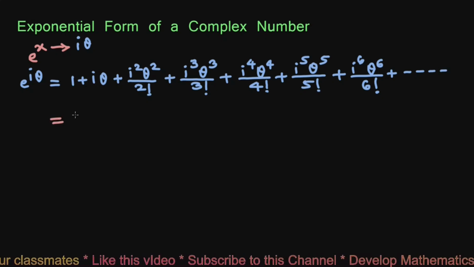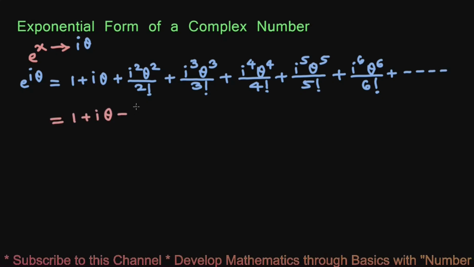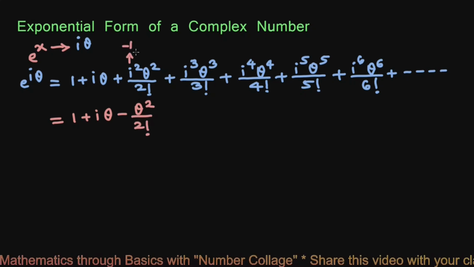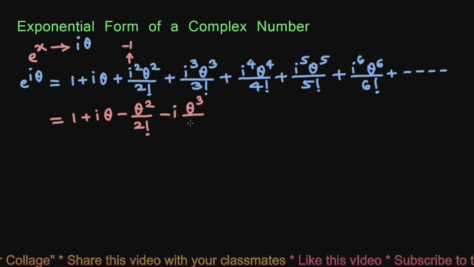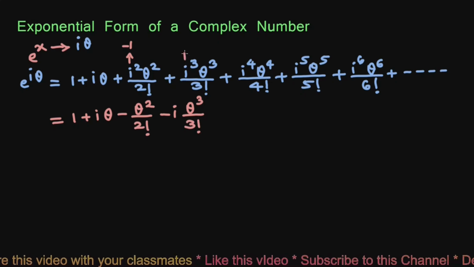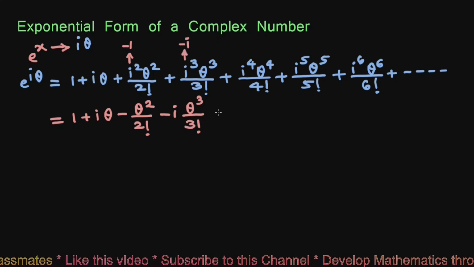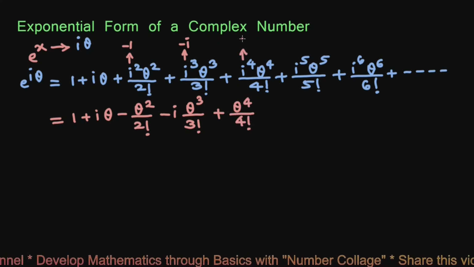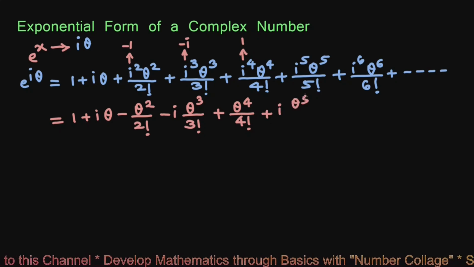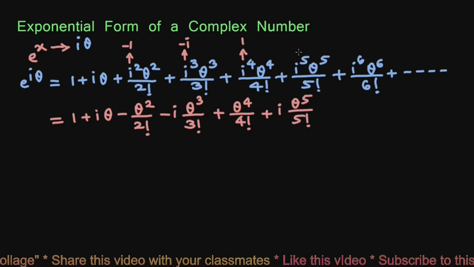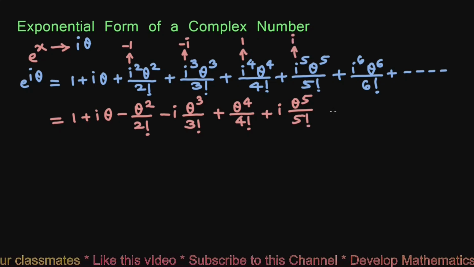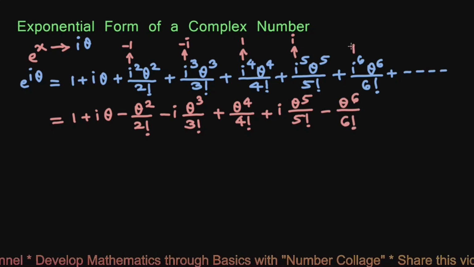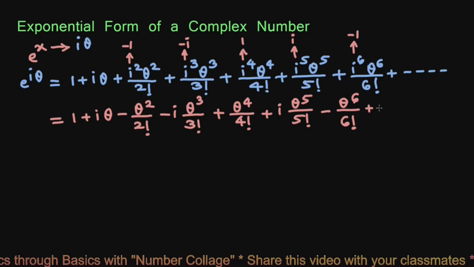This will be 1 plus i theta minus theta square upon 2 factorial, because this i square is minus 1, minus i theta cube upon 3 factorial, because this i cube is minus i, plus theta raised to 4 upon 4 factorial, because i raised to 4 is 1, plus i theta raised to 5 upon 5 factorial, because i raised to 5 is i, minus theta raised to 6 upon 6 factorial, because i raised to 6 is minus 1, plus so and so forth.